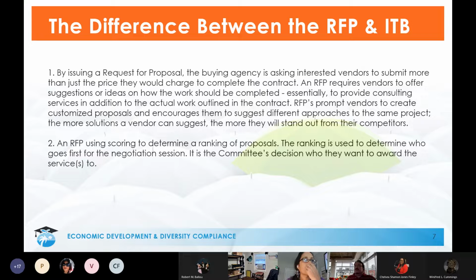So negotiation is very good in the sense that we can basically take your proposal and make it more useful for when we use the contract. It is the committee's decision who they want to award the services to. So in other words, the committee, after the negotiation session, will determine who they want to award the contract to. Now, they can award it to a single vendor, or they can award it to multiple vendors.